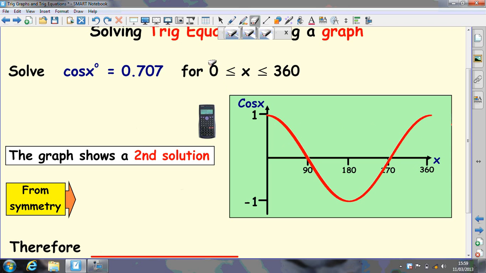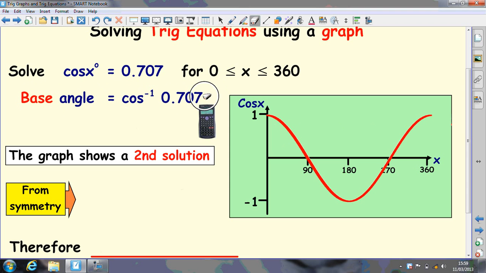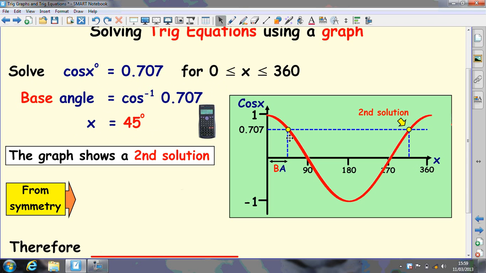So to get our first solution, we work out the base angle firstly. And the base angle is the inverse cos of 0.707. And that gives our first solution here of x equals 45 degrees. If we look at the graph, you can see that there's your base angle and this is 45 degrees.